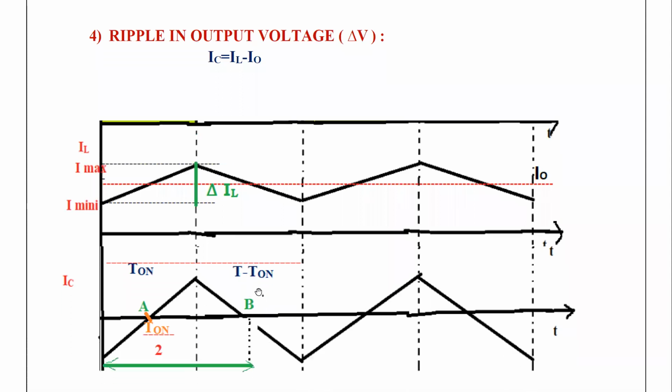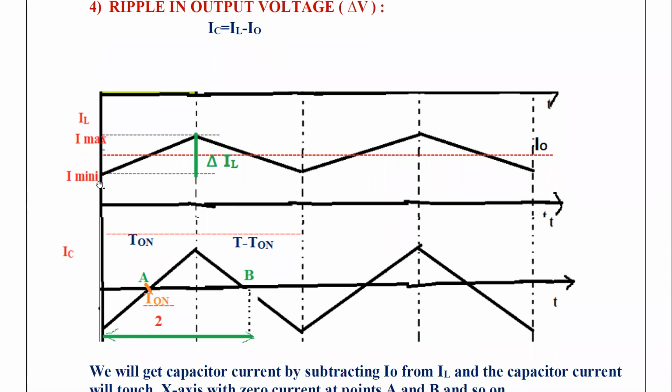Now the ripple in the output voltage, the change in the output voltage, delta V. For calculating this ripple in the output voltage, you have to take the capacitor current IC is equal to IL minus I0. We know the inductor current IL is going from minimum to maximum and again maximum to minimum. This is during turn off time and this is during turn on time. Therefore, the ripple in the current will be delta IL.